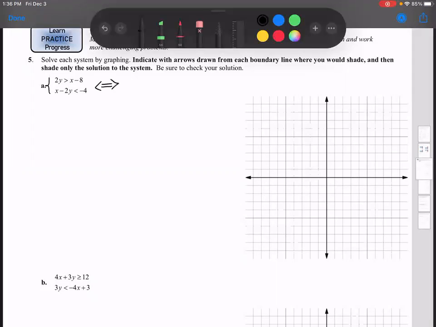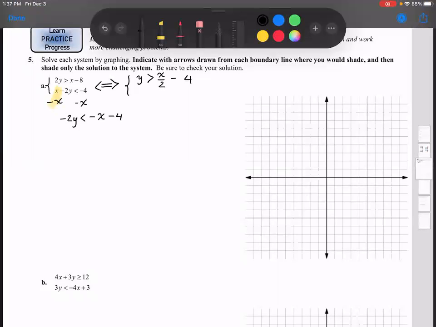So for the first inequality, if I divide both sides by 2, I have y greater than x over 2 minus 8 divided by 2 is 4, right? And then the bottom, this is a little bit more work. The bottom, I have to do what? Subtract x, right? Subtract x from both sides. That's gone. Now I have negative 2y less than negative x minus 4.